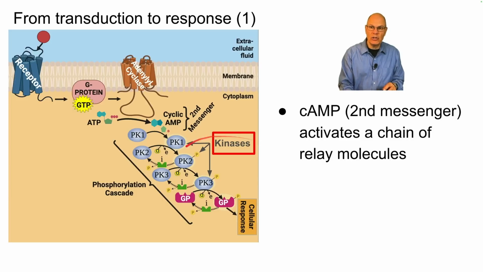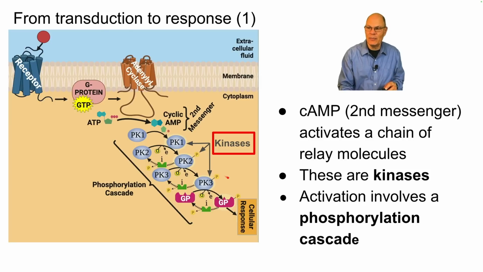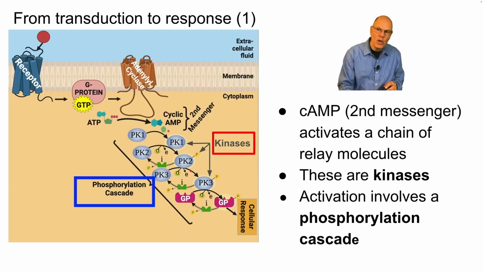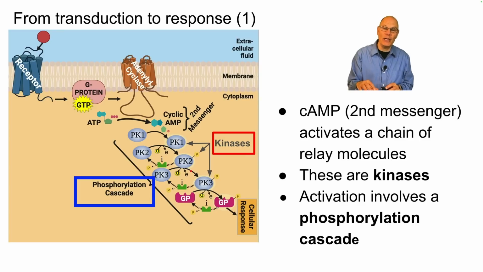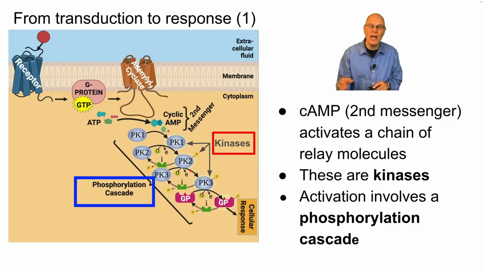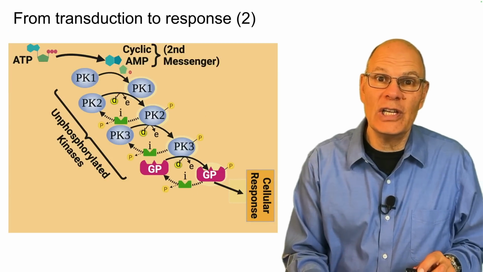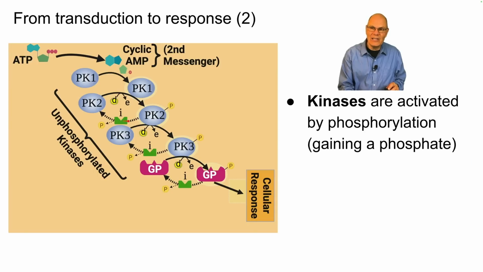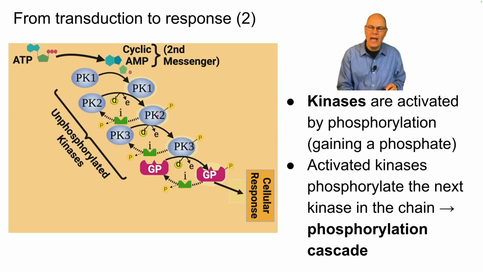The second messenger, cyclic AMP, is going to activate a chain of relay molecules. These are called kinases. And this activation involves one kinase activating the next kinase, activating the next. I've only put 3 in this chain, but there can be many, many more, and that's called a phosphorylation cascade. How does that phosphorylation cascade work? The kinases are activated by phosphorylation, by gaining a phosphate. And once they're activated, what they do is they activate the next kinase in the chain.